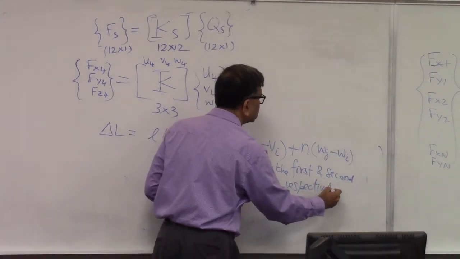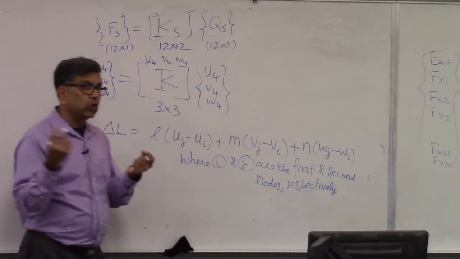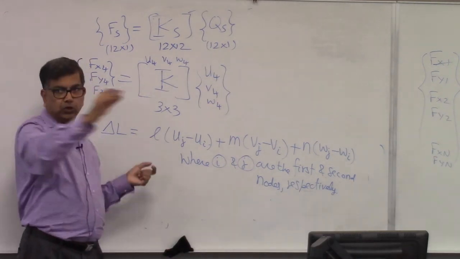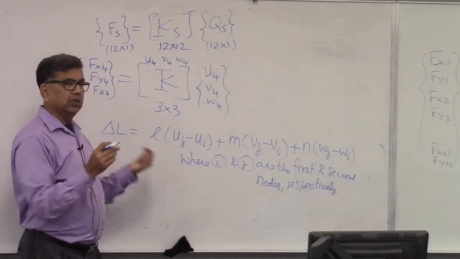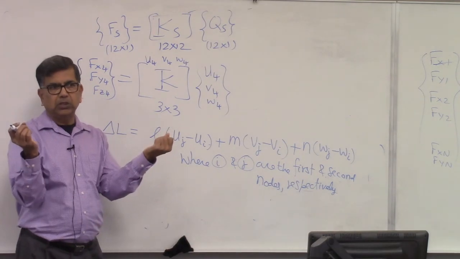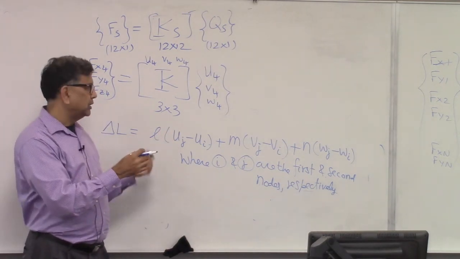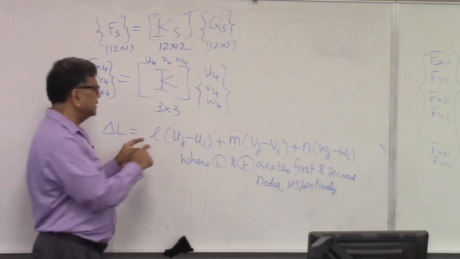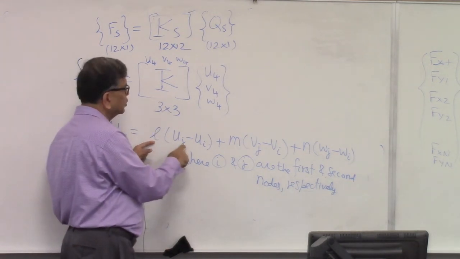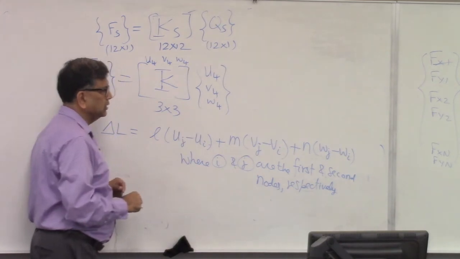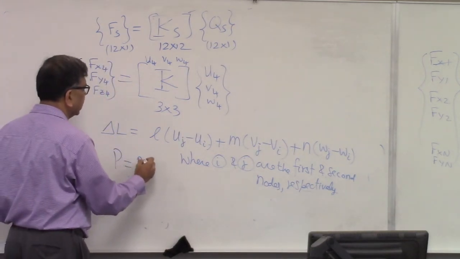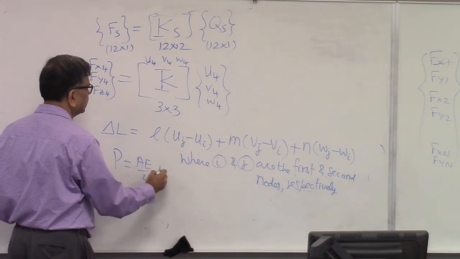It's very important, because depending on what you choose as your first node and second node, this will change. But everybody should get the same delta L. If you get delta L as positive tension, everybody should get the same thing. That won't change, because when you change your node numbers, L also changes sign, and this also changes sign. So they neutralize each other. Once you find delta L, P equals AE over L times delta L.